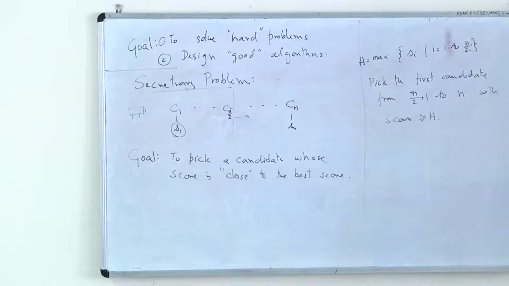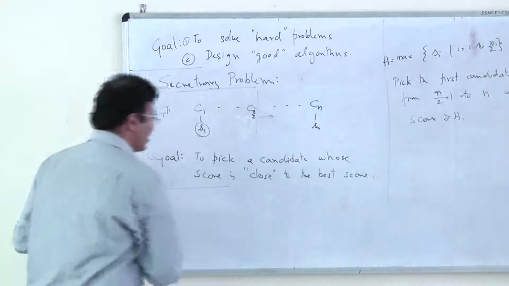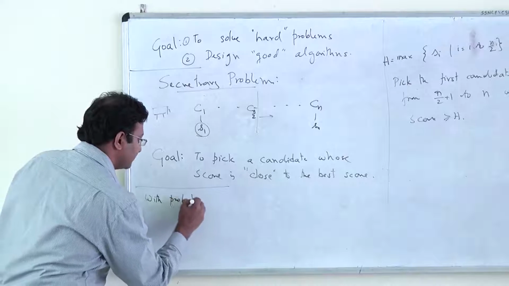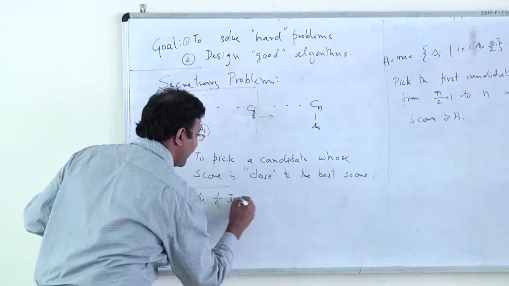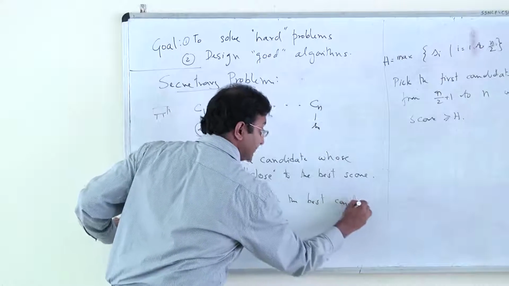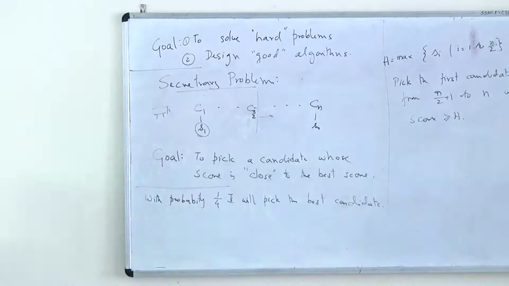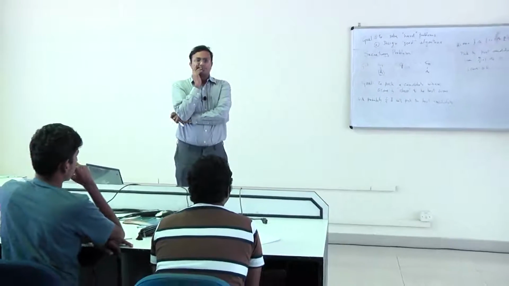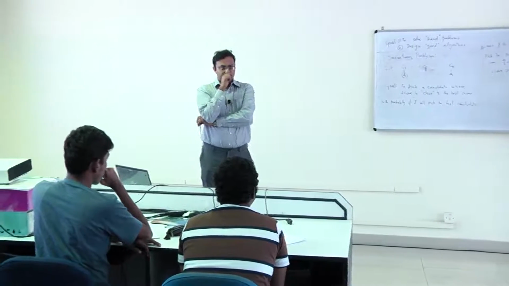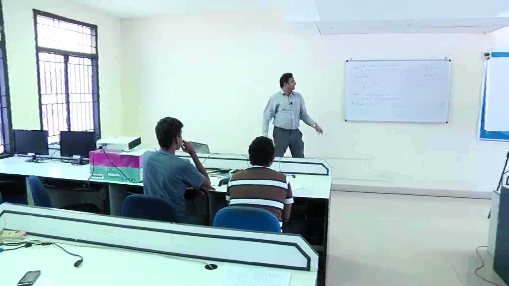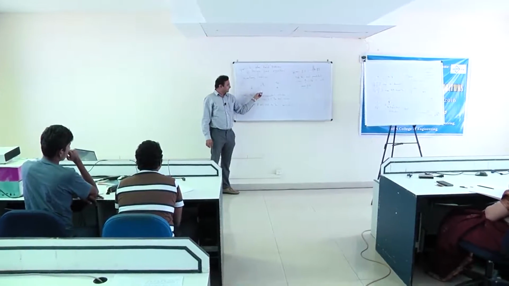It seems a pretty weird algorithm, but the algorithm has some nice properties. First of all, whichever is the best candidate, I claim that with probability 1/4, I will pick the best candidate. Best, really the best. Can somebody say why? In this particular case, when do I select the best candidate? The best candidate, first of all, cannot be in the first half, otherwise I reject it. The best candidate better be in the next half.